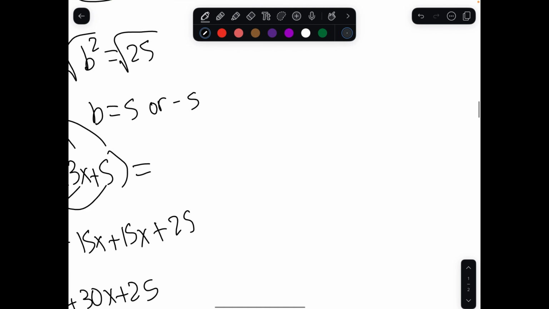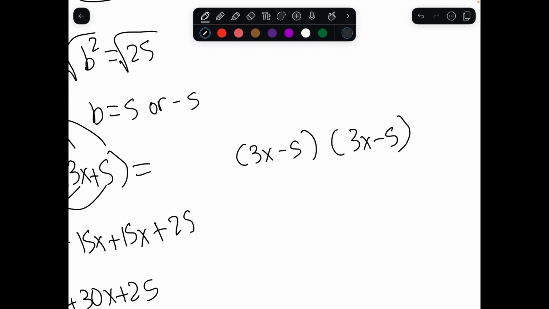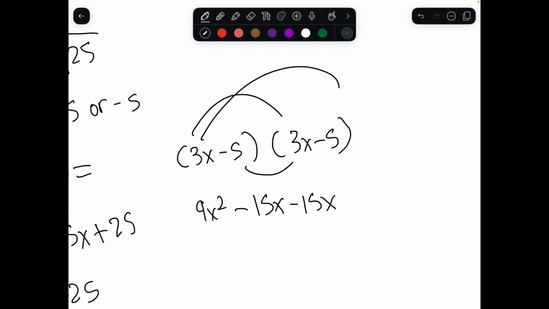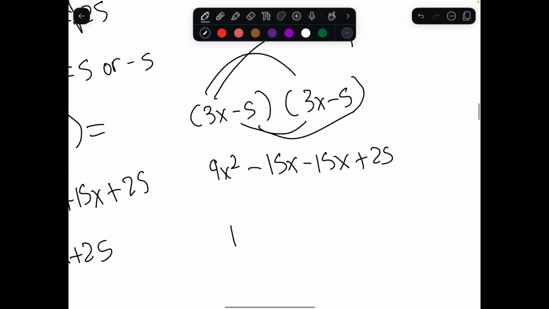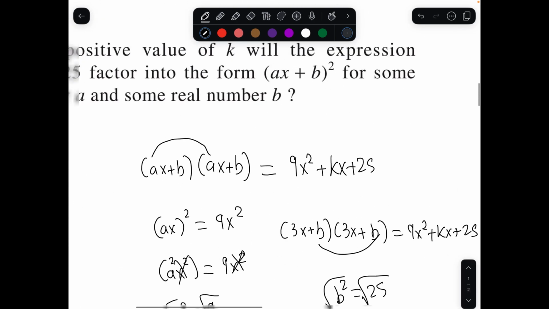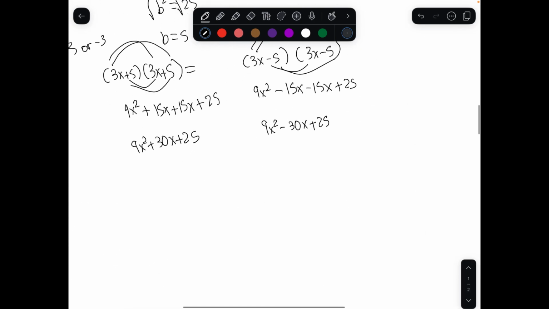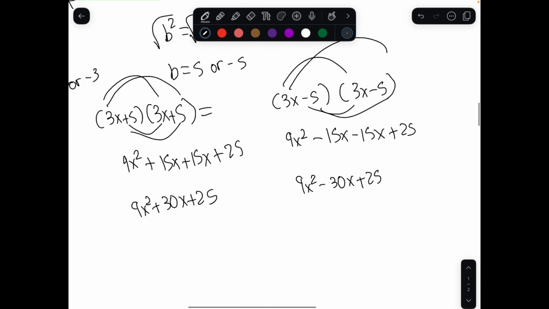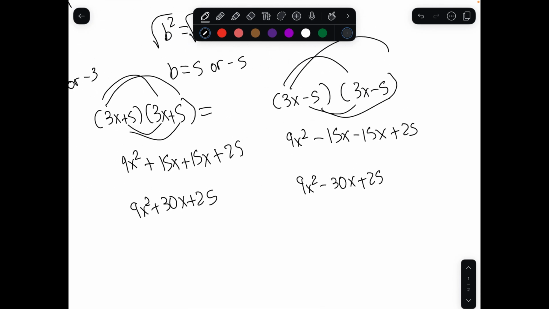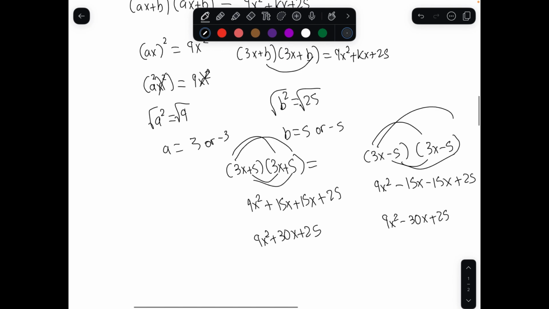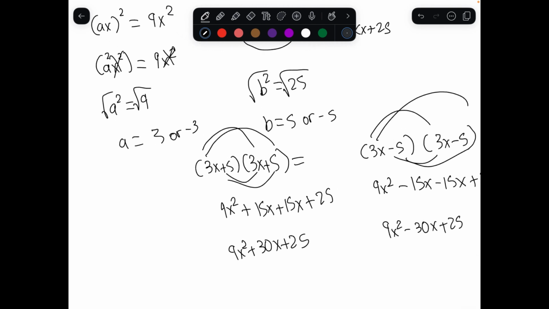Why, you might ask? Well, let's say a was positive. Let's say b was negative, okay? b was -5. If you were to solve this, you would get 9x squared minus 15x minus 15x plus 25. And if you combine like terms, you get 9x squared minus 30x plus 25. This doesn't match what the problem is asking for, as it says for what positive value of k, but in this case, k is negative. So it can't be that, which means that a and b both have to be positive, or a and b both have to be negative.